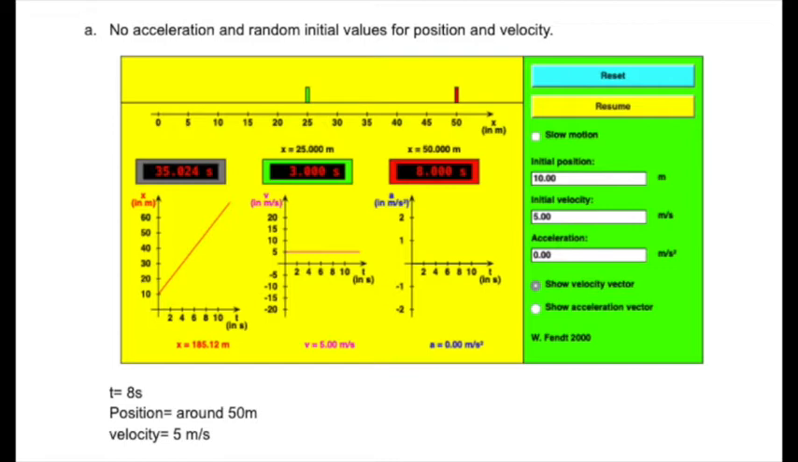The first thing that we noticed on this graph was that the car was really slow and that the velocity was constant since there was no acceleration. So the car was moving at 5 meters per second at all times. And also we calculated that if the car would stop at 8 seconds, the position would be around 50 meters, and since there is no change in acceleration, the velocity would stay 5 meters per second.